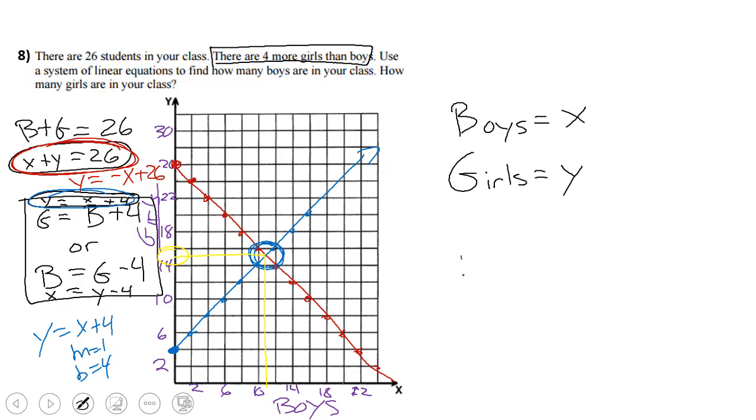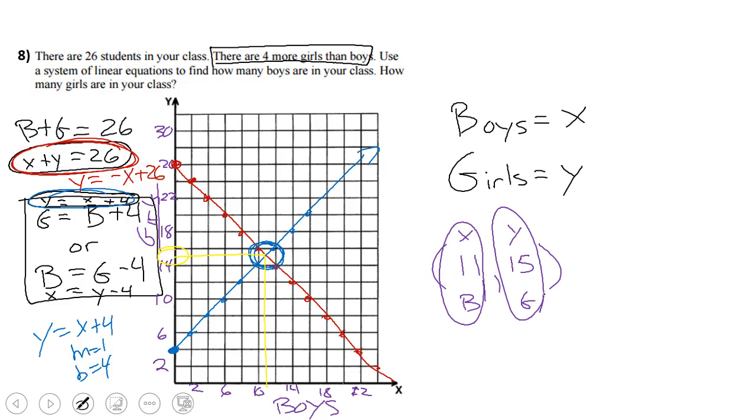So I know that X is 11. I know that Y is 15. I know that X and Y represent the number of boys and girls. And if I add those two together, 15 and 11, that equals 26. So the number of boys is 11. The number of girls is 15, as I got it from my solution by graphing.